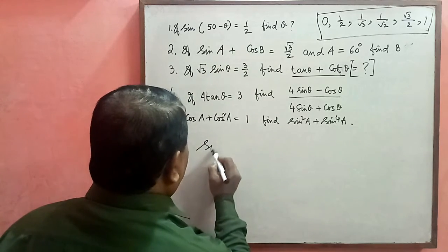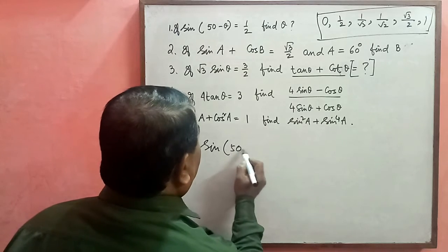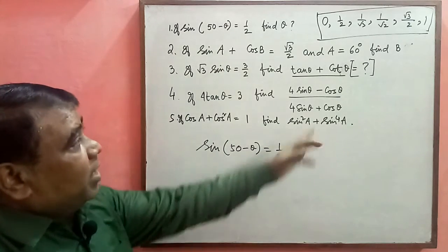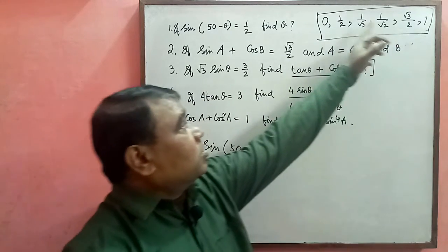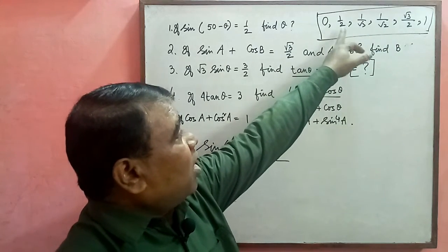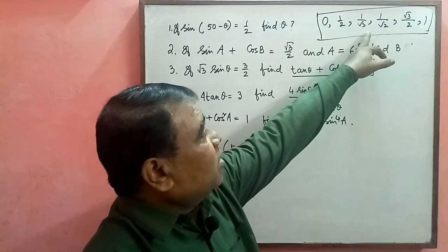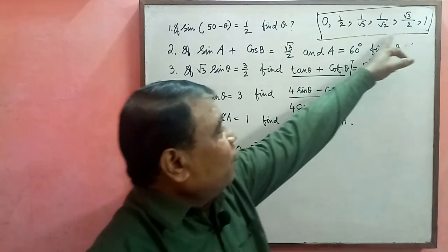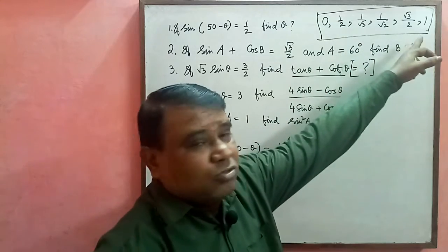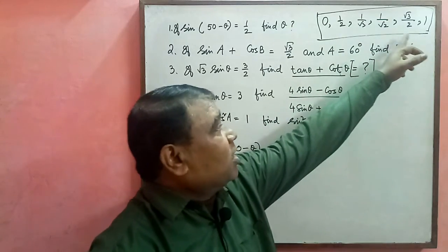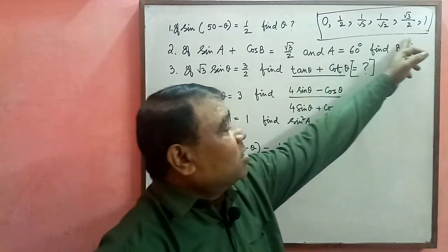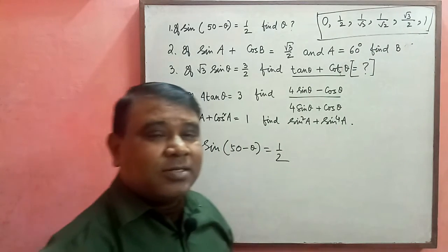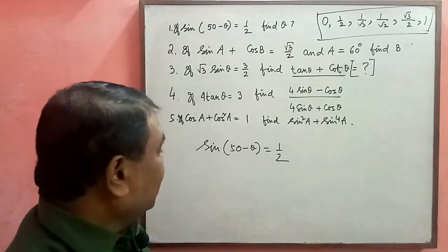Sine 50 degree minus theta is equal to half. Here we have the values 0, half, 1 upon root 3, 1 upon root 2, root 3 upon 2, 1. If we see these values, these are all related to trigonometric angles: 0 degree, 30 degree, 60 degree, 45 degree, 90 degree.